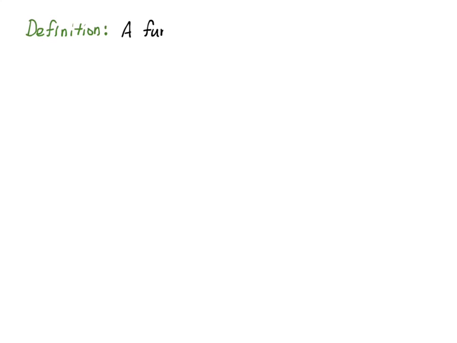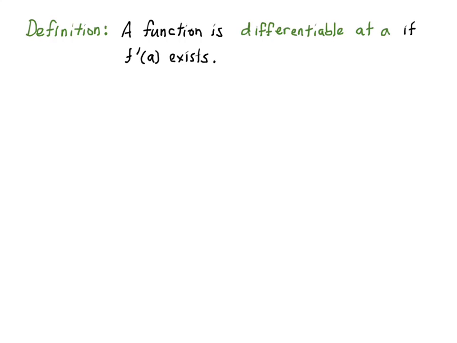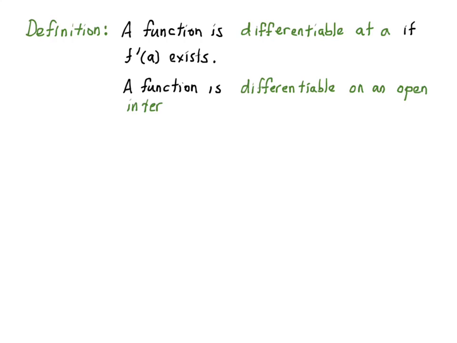Okay, here's a definition now. A function is differentiable at a if f prime at a exists. That almost sounds like a trivial definition, right? I mean, if we can calculate f prime at a, then we say it's differentiable at that point. And we can say the function is differentiable on an interval if it's differentiable everywhere on that interval.